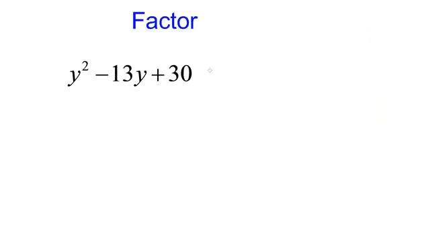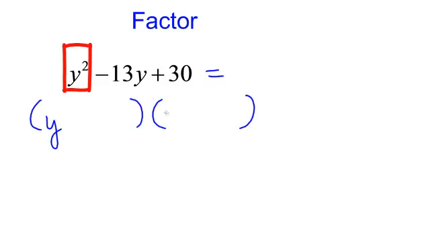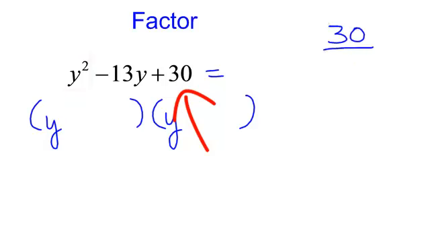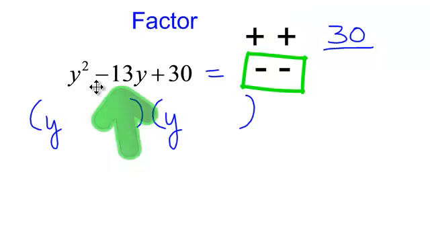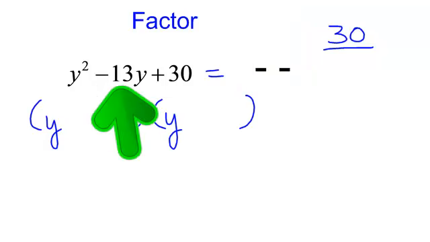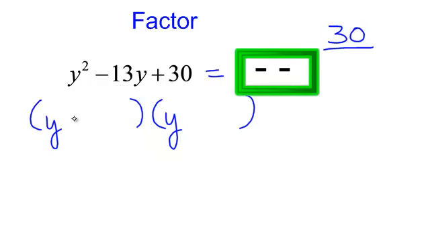One more to go. Factor y squared minus 13y plus 30. Once again, draw your 2 parentheses. To get y squared, we know that we will have y times y. Look at your last term, your constant. It is a positive 30, so I could use a positive times a positive. I could use a negative times a negative. I want my middle term to be negative. Therefore, in this problem, I will use a negative times a negative.